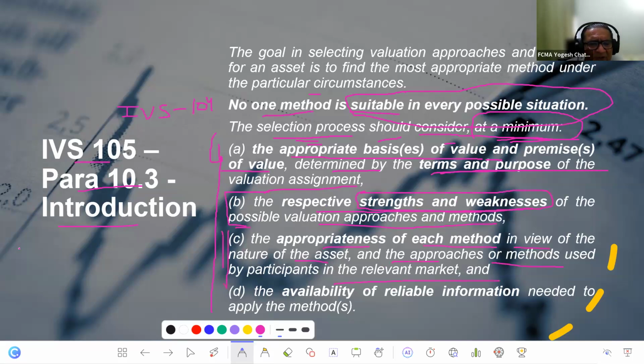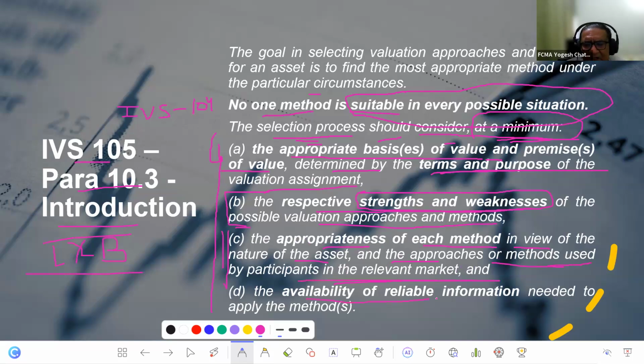Again, very important: when you are doing the valuation of land and building, generally in the majority of cases the valuer follows the market approach. They don't go by the income approach of valuation; they go by the market approach. So it is very important to ascertain what approaches or methods are used by participants in the relevant market.